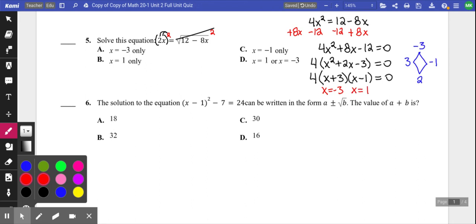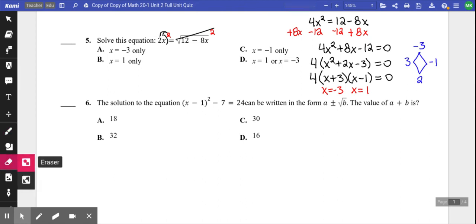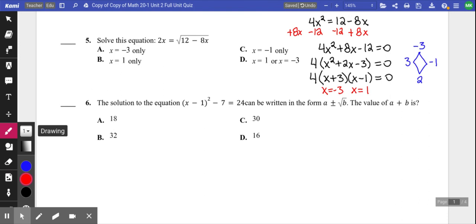Now, if you look at the solutions, one of them says x equals negative 3 only, B says x equals positive 1 only, and then D has both my answers there. Remember that after you get a solution and you algebraically find an answer, you need to test those answers because sometimes one of them won't work and it's extraneous.